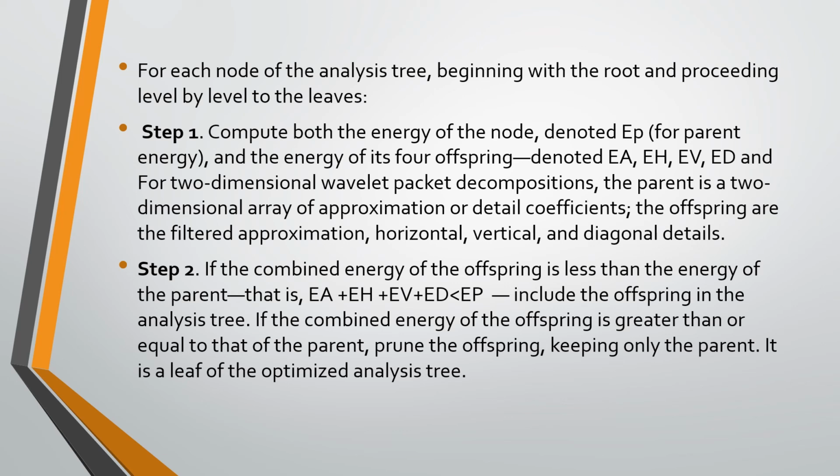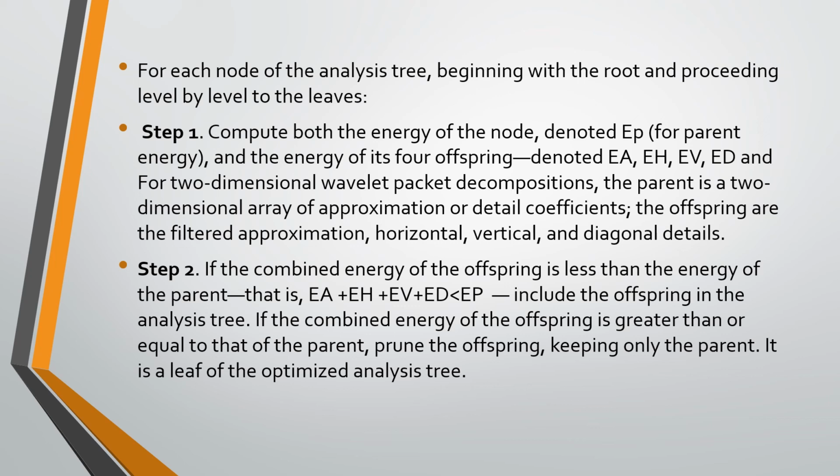Now let us see step 1. Compute both the energy of the node, denoted E_P, where P is the parent, and the energy of its four offspring, denoted E_A, E_H, E_V, E_D. For two-dimensional wavelet packet decompositions, the parent is a two-dimensional array of approximation or detail coefficients. The offspring are the filtered approximation, horizontal, vertical, and diagonal details.